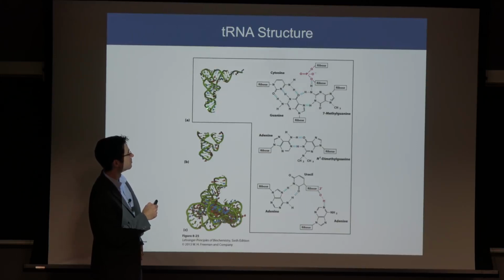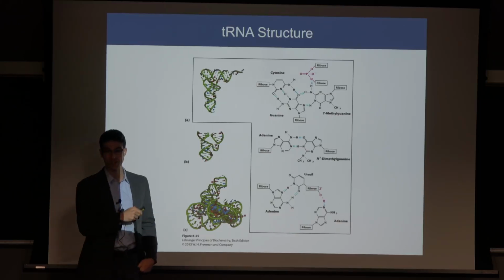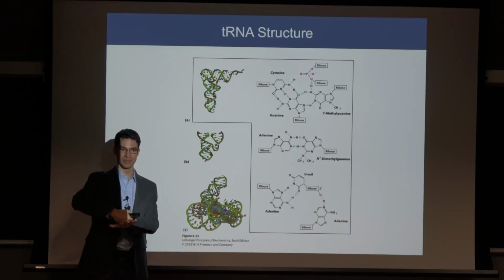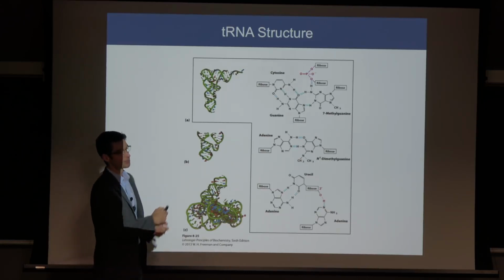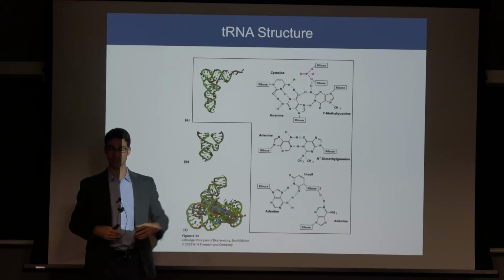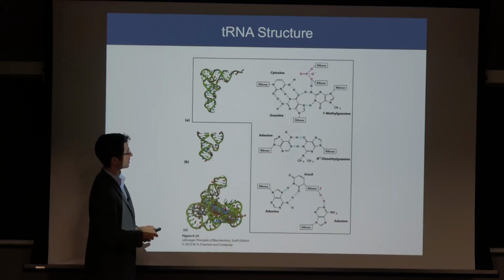So you have A pairs with U and C pairs with G, which produces this sort of self-assembled structure. And down at the bottom you have an anticodon, which binds to the messenger RNA in the ribosome. And up here somewhere you have an amino acid residue that the ribosome positions in such a way to polymerize into the molecule.